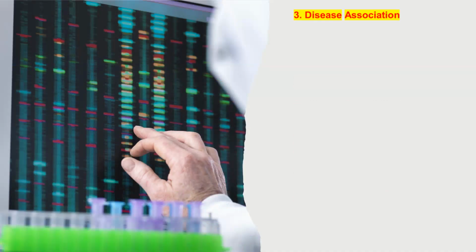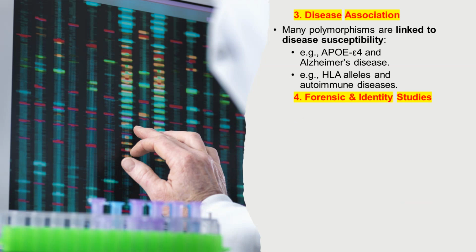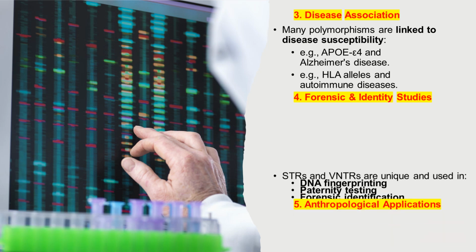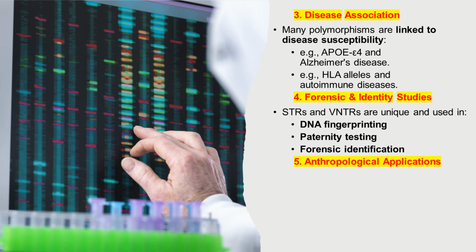3. Disease association. Many polymorphisms are linked to disease susceptibility, e.g., APOE epsilon 4 and Alzheimer's disease, e.g., HLA alleles and autoimmune diseases. 4. Forensic and identity studies. STRs and VNTRs are unique and used in DNA fingerprinting, paternity testing, forensic identification. 5. Anthropological applications.